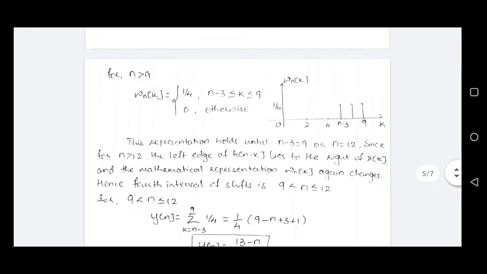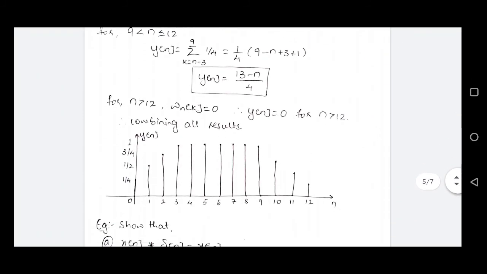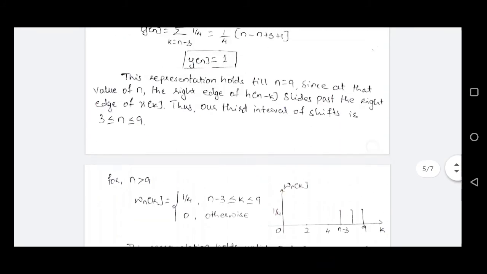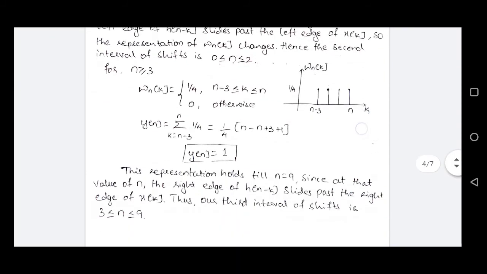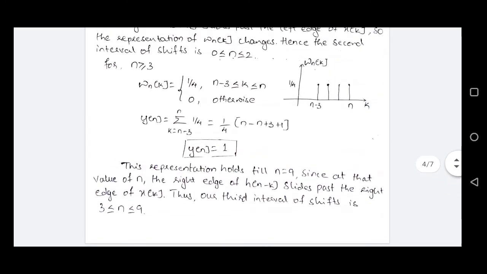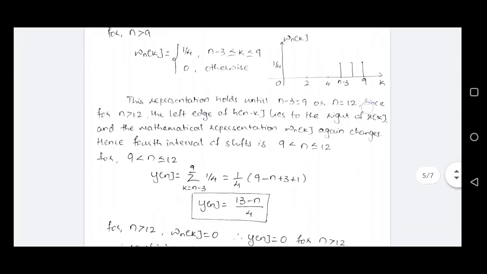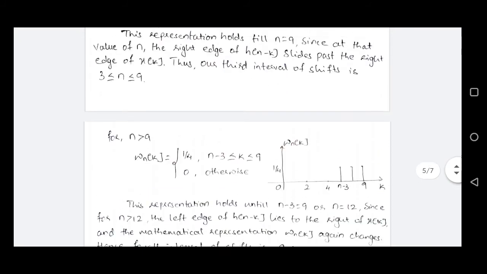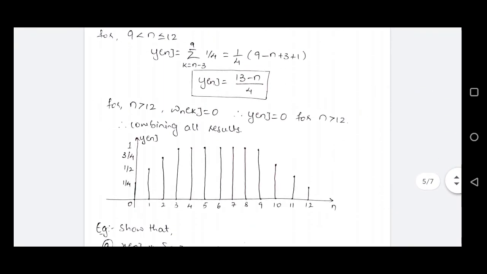So we'll combine all these results and plot the output of the linear time invariant system. For n between 0 and 2, the function value was defined as n plus 1 divided by 4. For n equals 0, it will be 1 by 4. So 1 by 4 has been plotted here. For n equals 1, it will be 2 by 4 or 1 by 2. 1 by 2 has been plotted here. And for n equals 2, it will be 3 by 4. 3 by 4 has been plotted here.